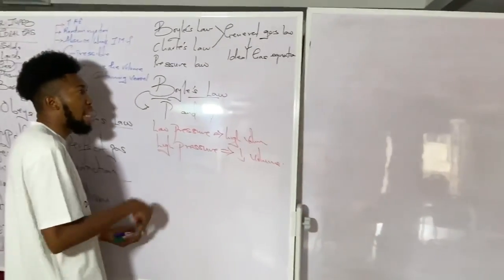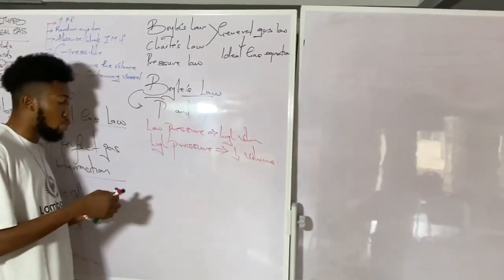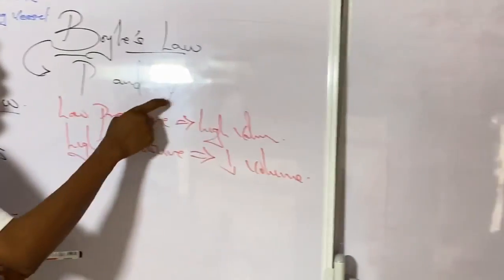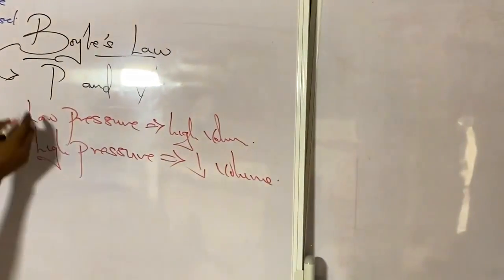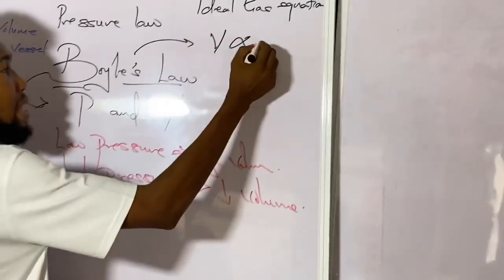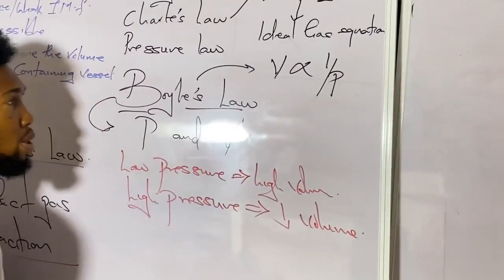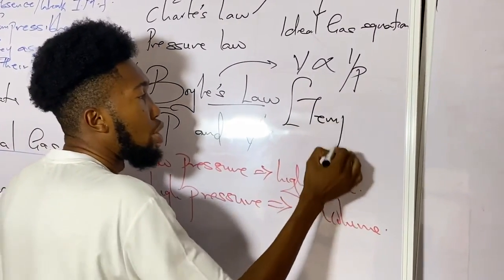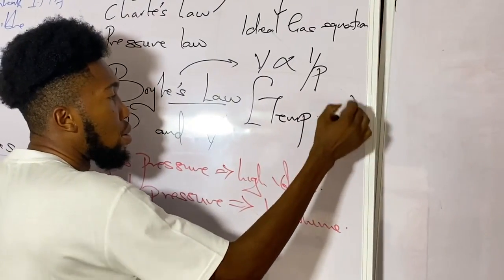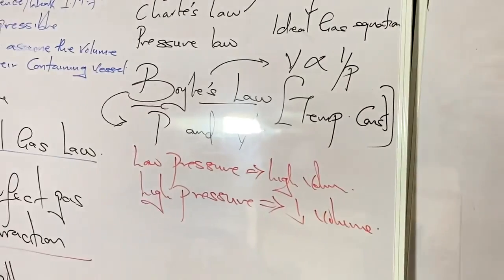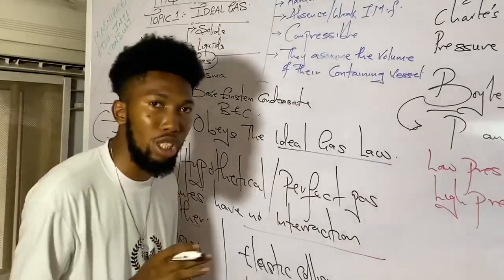So that was how Boyle was able to postulate that there was an inverse relationship between pressure and volume. So the law states that what? That the volume of a fixed mass of gas is inversely proportional to the what? To the pressure, given that temperature remains constant. Given that temperature is kept what? Constant. So when we say temperature is kept constant, we're saying that temperature is not changing.